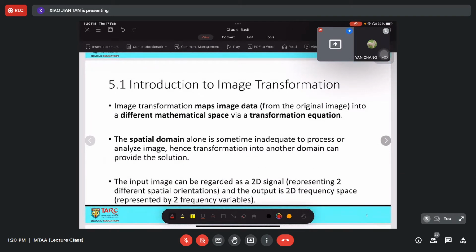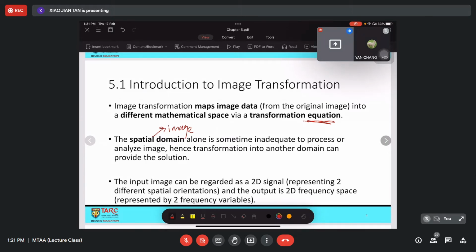Image transformation maps image data from the original image into a different mathematical space via a transformation equation. So this transformation equation is the Fourier transform equations. Okay. So the spatial domain within the image alone is sometimes inadequate to process or analyze the image. Hence, transformation into another domain can provide the solution.